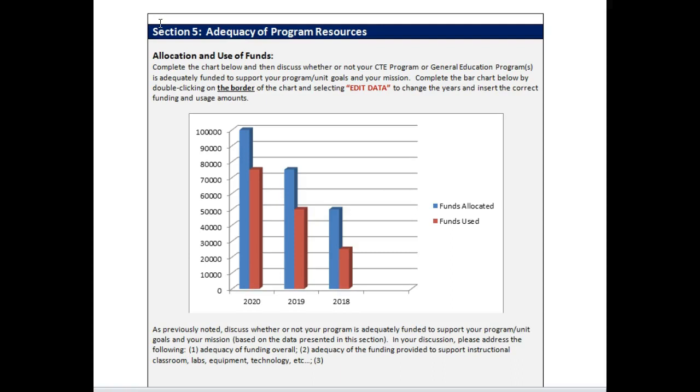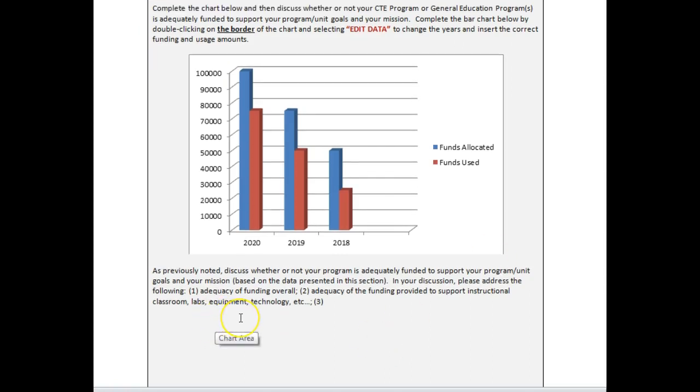Next, section 5 is dealing with adequacy of program resources. Here, you want to complete the chart, right? And let's take a look at what this chart is dealing with. As previously noted, discuss whether or not your program is adequately funded to support your program. And basically, you're just trying to show the funds allocated for your program. And you want to compare it over a period of at least 3 years.